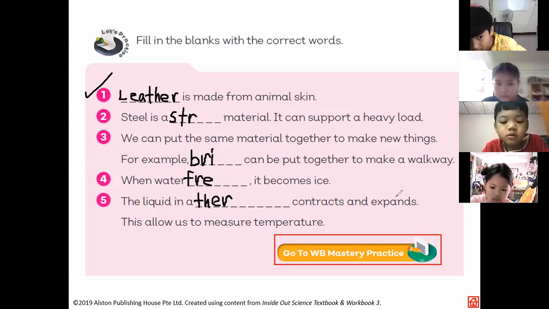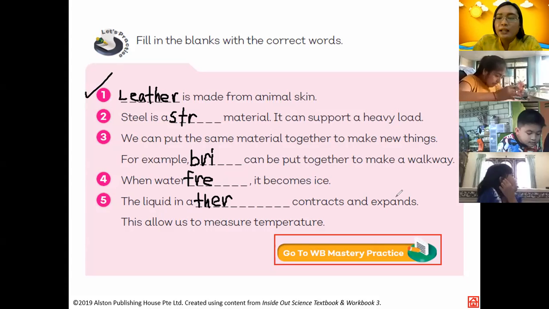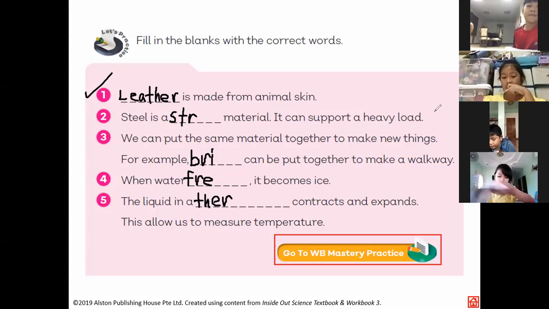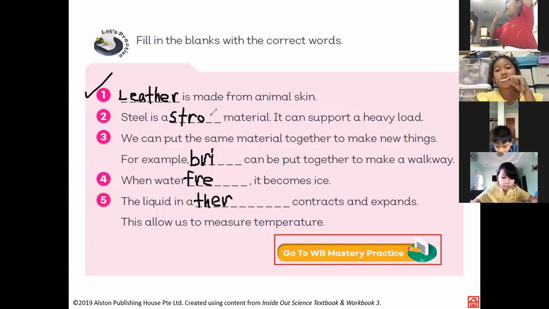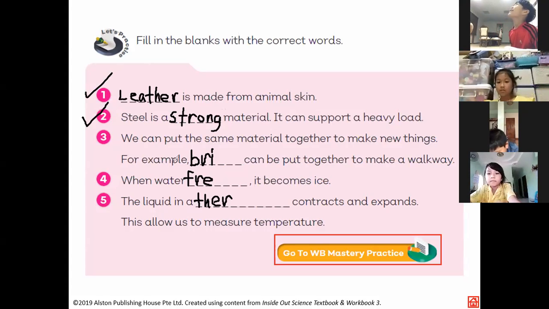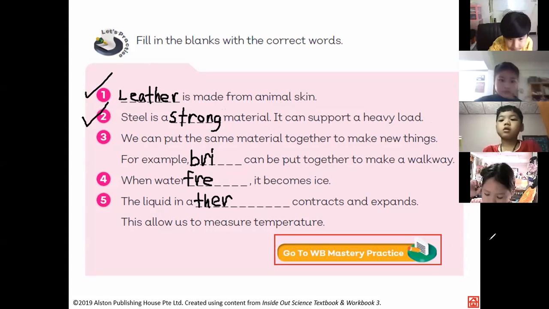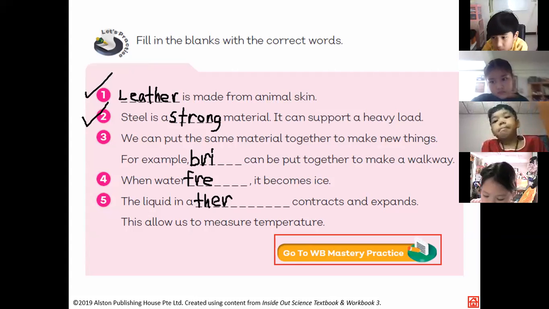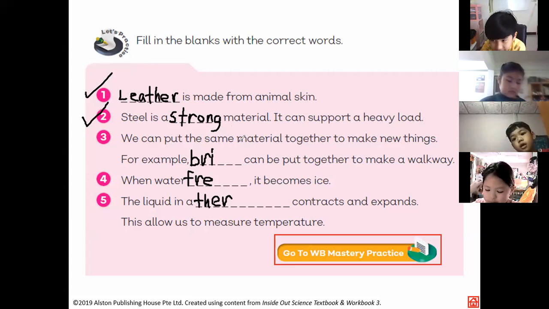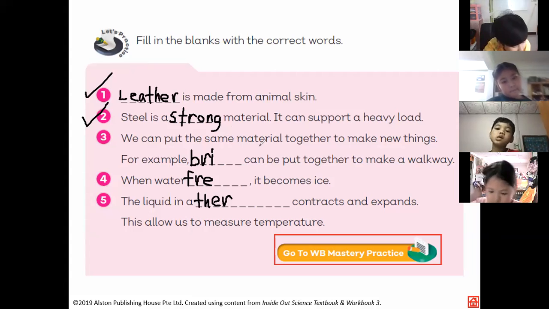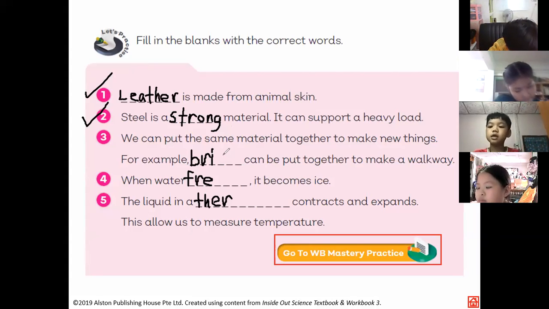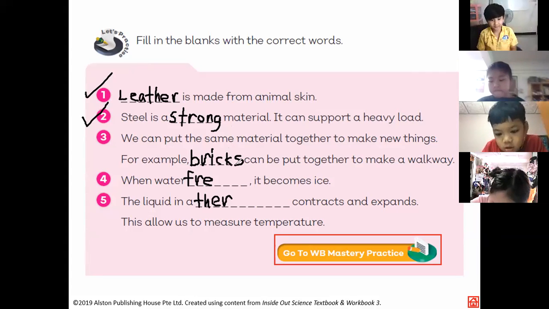Number two, who would like to answer number two? Okay, what is number two? Strong. How do you spell it? S-T-R-O-N-G. Very good. So number two is strong. Number three, okay, what is number three? Bricks. How do you spell it? B-R-I-C-K-S. So for number three, it's bricks.